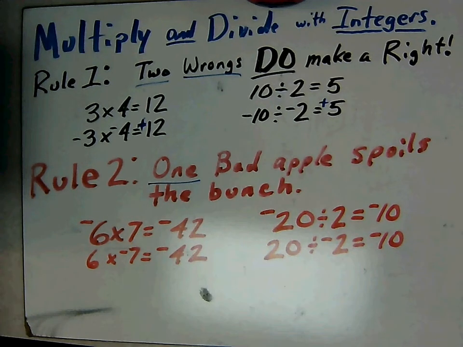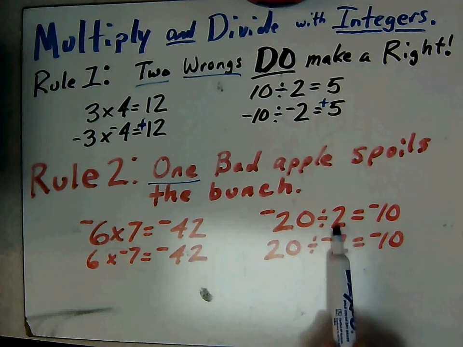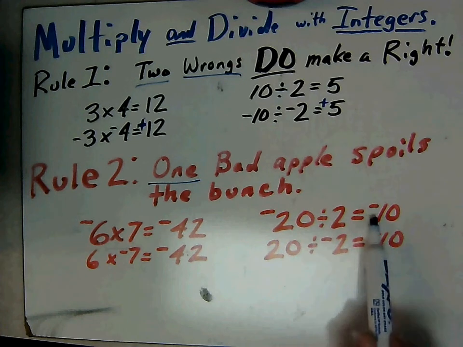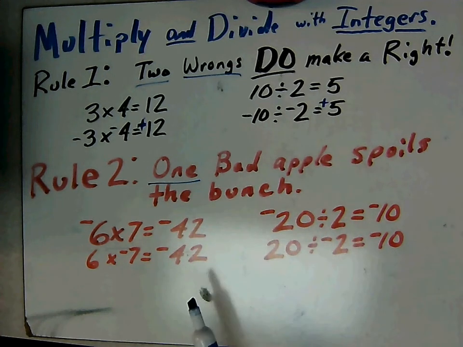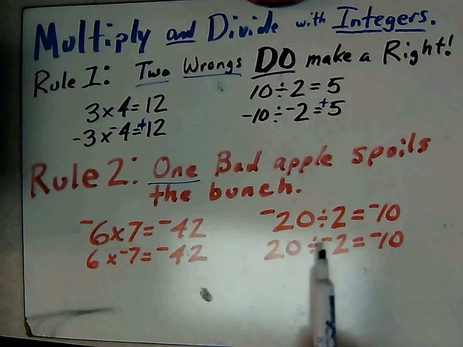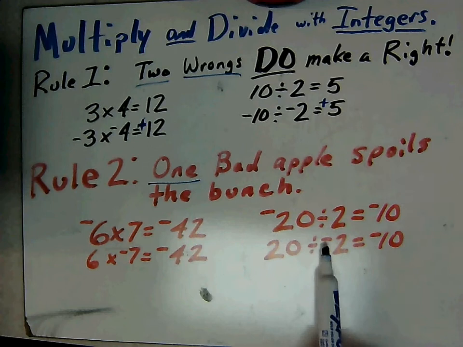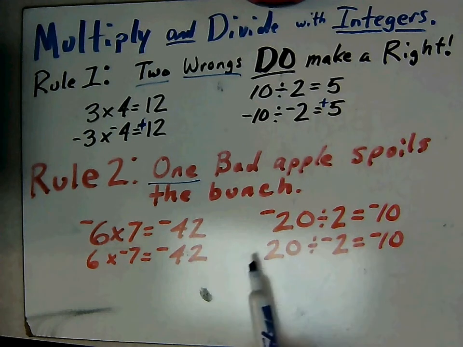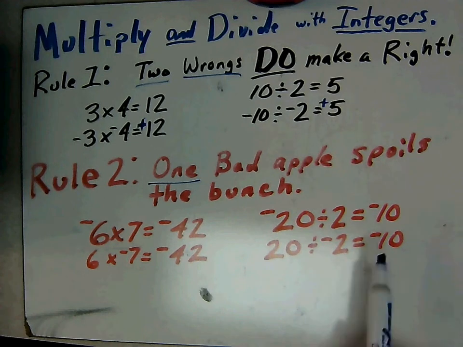Alright, same thing with division. One wrong, so negative 20 divided by 2, positive 2, that's a negative 10. So that's one wrong. It stays wrong. Same thing, doesn't matter if it's the first or the second number, the biggest or the smallest. If there's one wrong, it makes it wrong. Okay, so positive 20 divided by negative 2, that's a negative 10.